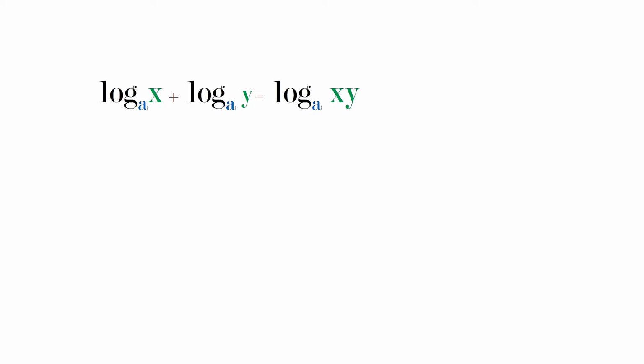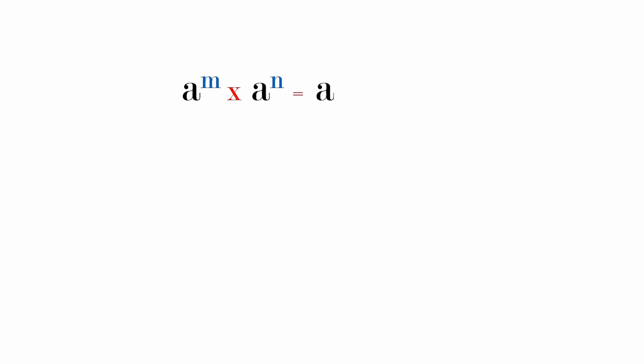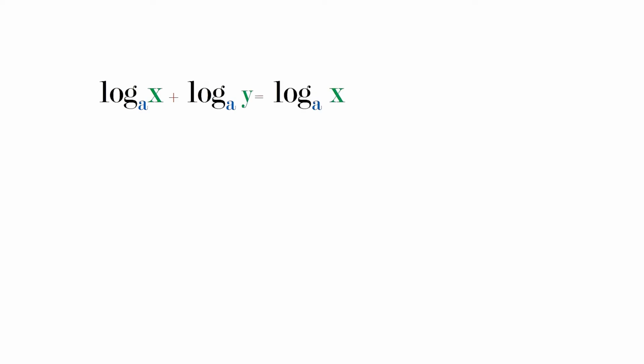So the comparison comes in here, in that on the indices, we had a to the power of m multiplied by a to the power of n, and to get our result, we had to add the 2 powers together. When we look at logarithms, we have the log of x to the base of a and the log of y to the base of a, and we have to take x and y and multiply them together to get the result, the log of xy to the base of a.